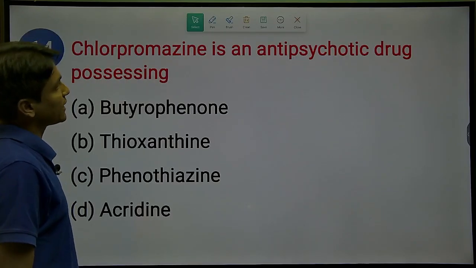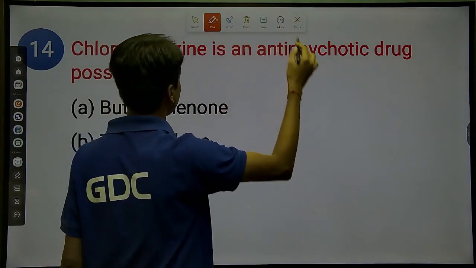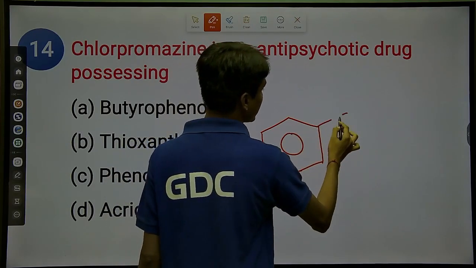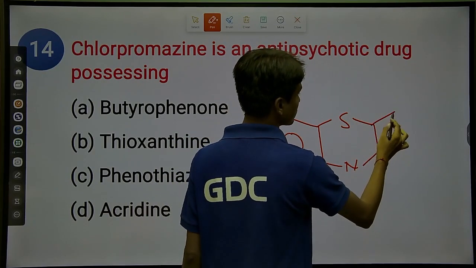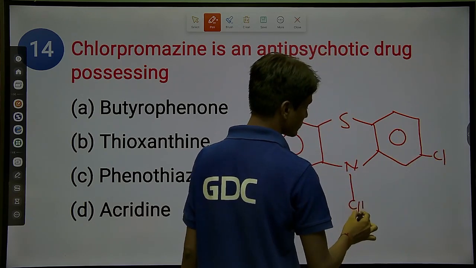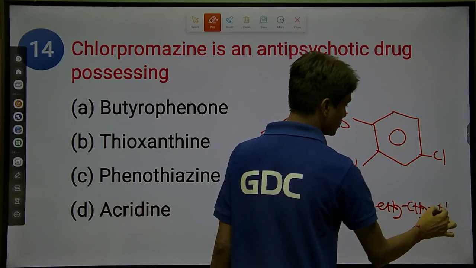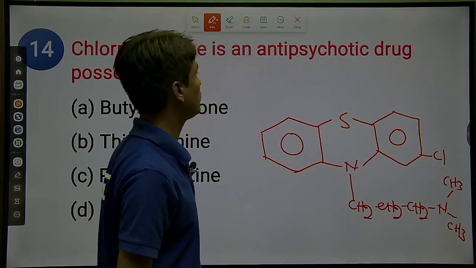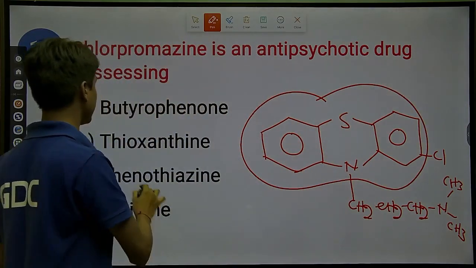Next, chlorpromazine is an antipsychotic drug possessing what basic ring? Two benzene rings, and in the middle thiazine, with the side chain CH2, CH2, CH2, N, CH3. This is the structure of chlorpromazine. The basic ring of this compound is phenothiazine.